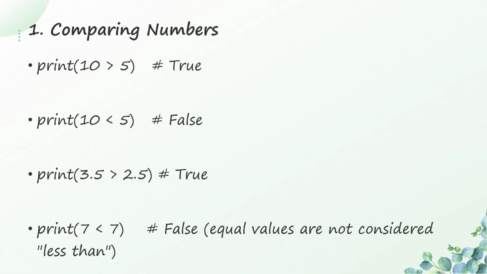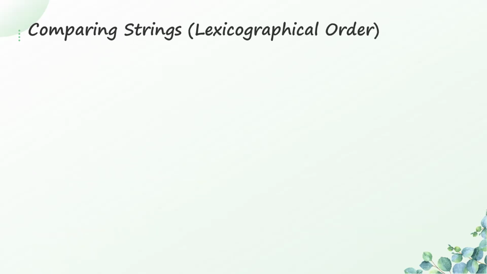So there are two different things. 7 is not less than 7. 7 is equal to 7. So when you now say is 7 less than 7, the answer will be false. If you say is 7 greater than 7, the answer will also be false because 7 is equal to 7. Just understand these small tricks around it.